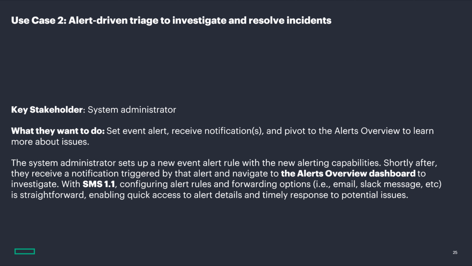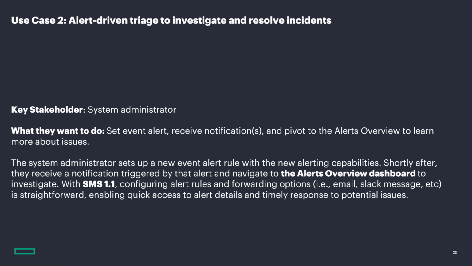A system administrator wants to stay ahead of potential issues in the fabric environment by proactively setting up alerts. Using the new alerting capabilities in Slingshot monitoring software 1.1, they create an alert tailored to their needs. Shortly after, the alert is triggered and a notification is sent via email, thanks to the flexible forwarding options. The administrator then pivots to the Alerts Overview dashboard in HPE Slingshot monitoring software to investigate.